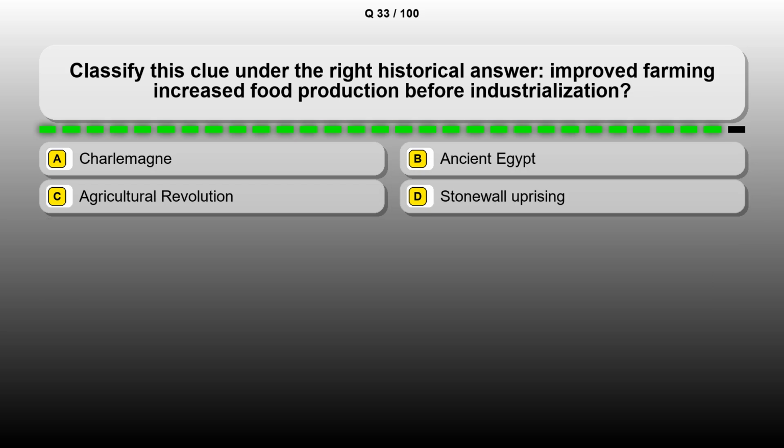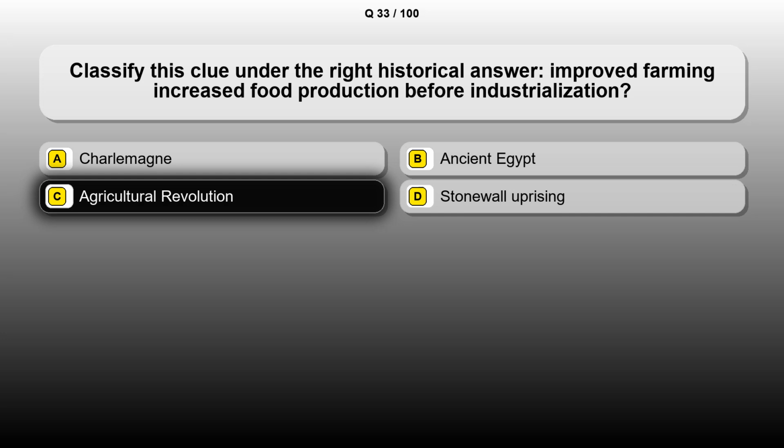Question 33. Classify this clue under the right historical answer. Improved farming increased food production before industrialization? Option A, Charlemagne. Option B, Ancient Egypt. Option C, Agricultural Revolution. Option D, Stonewall Uprising.